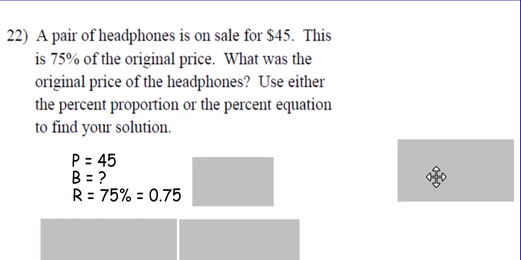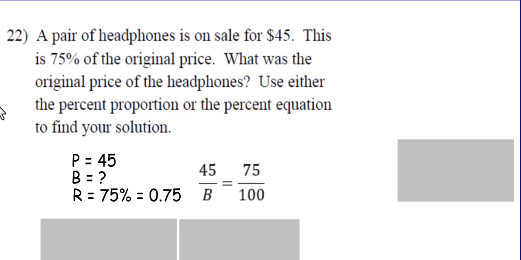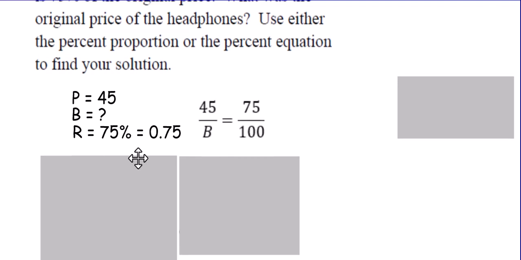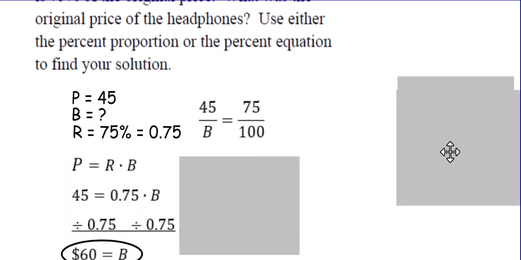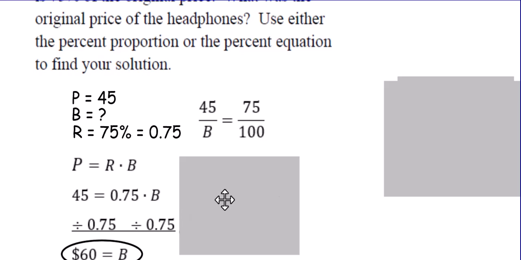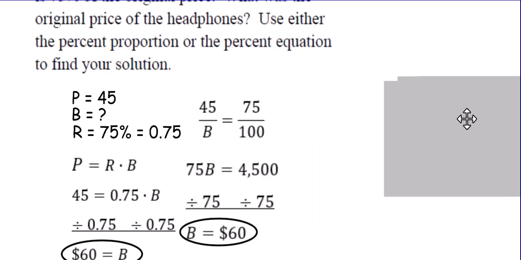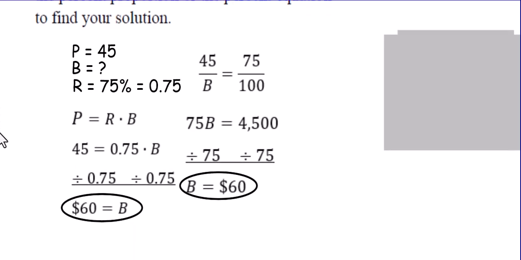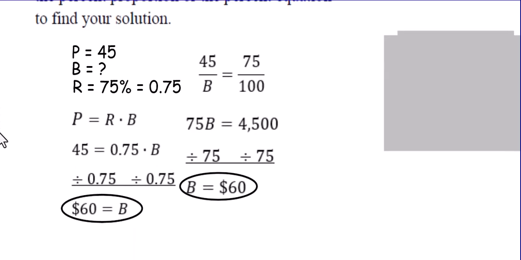And this makes sense because when we solve it, our base is going to be higher because the $45 is the sale price. So let's show both of our sets of work. I do want to point out, and I probably should have pointed this out sooner, you do not have to copy down the work for both the percent proportion and the percent equation, but I do want to show both methods here. So P equals R times B for the equation would be 45 equals 0.75 times B. Divide both sides by 0.75 to get $60. That would be the original price, which was higher than the sale price.